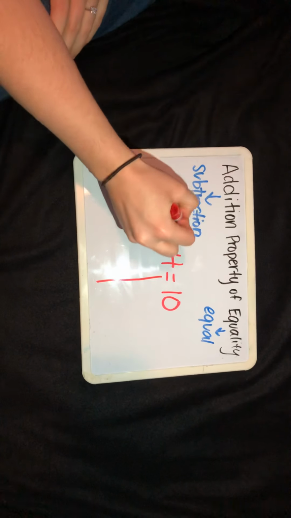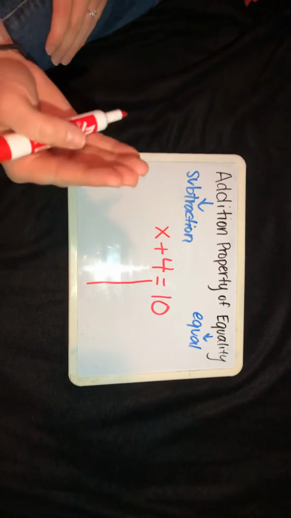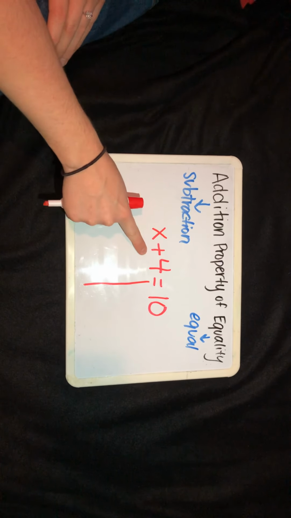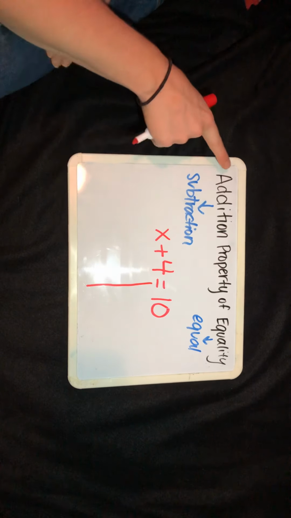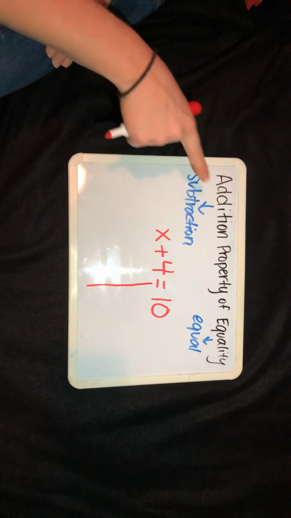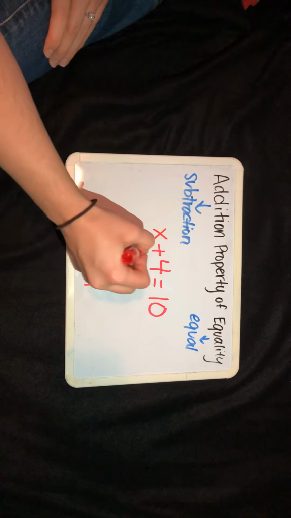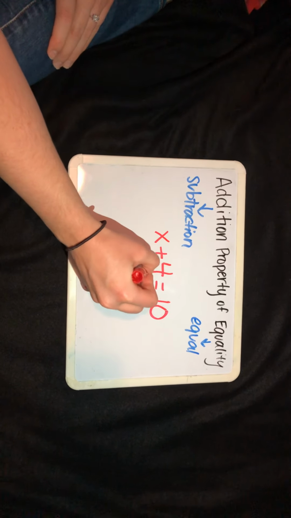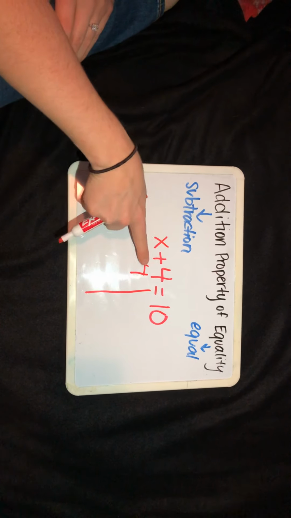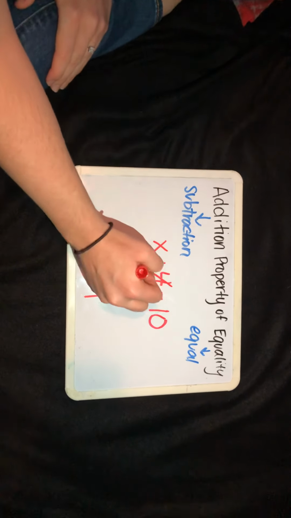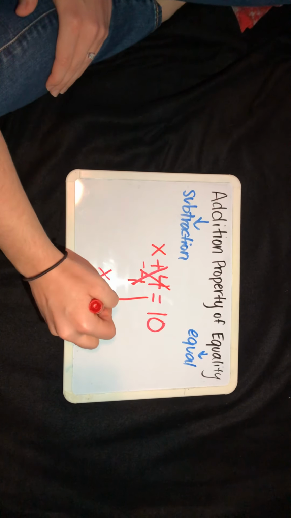So I want to get this x by itself. The only way to do that is to undo the operation that we have. In this situation, we have addition. So in order to undo addition, like we talked about up here, we have to do the opposite of it. And the opposite of addition is subtraction. So I have to subtract the value that is next to my variable that I want to get rid of. So 4 minus 4 becomes 0 or cancels out. And I'm left with just x.